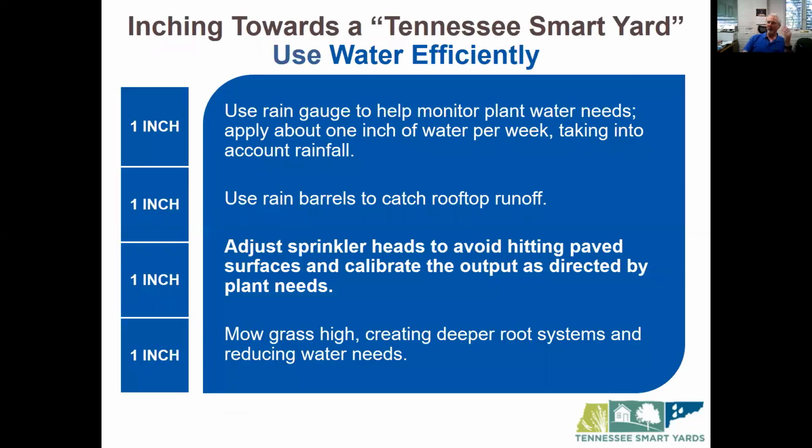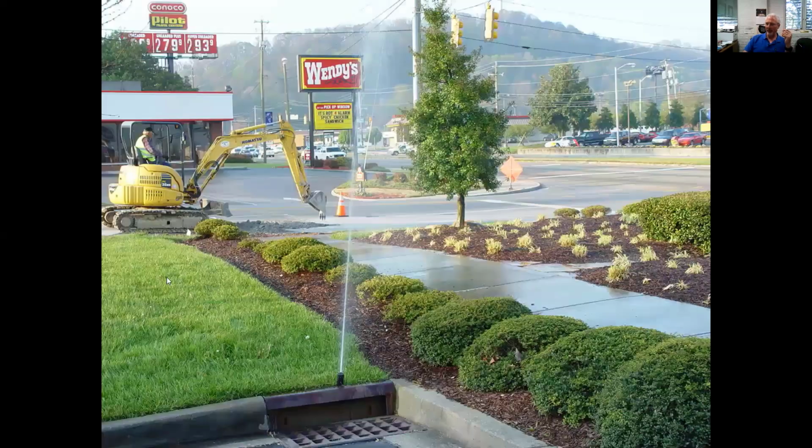The third part of our plan of inching our way toward using water efficiently is making sure that your irrigation system puts water where it will go into the soil. Now, assuming that you have an irrigation system, we want to adjust sprinkler heads to avoid spraying the driveway, the sidewalk, and other surfaces that cannot infiltrate water.